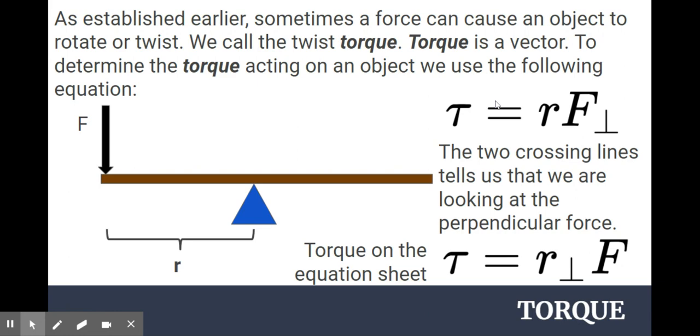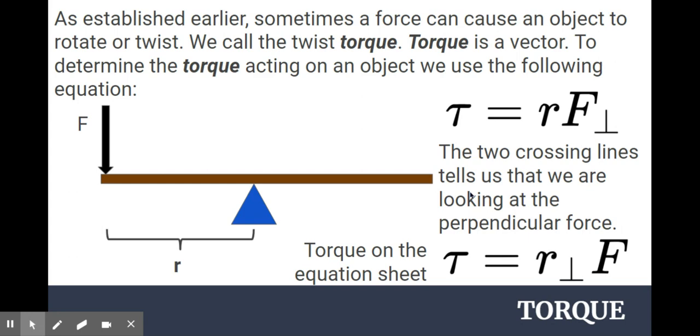All right, so now one of the things we talked about is that a force can cause an object to rotate. It can cause it to twist. This twisting motion, we call that torque. All right, now torque is a vector, and it's very comparable to how forces behave on objects.